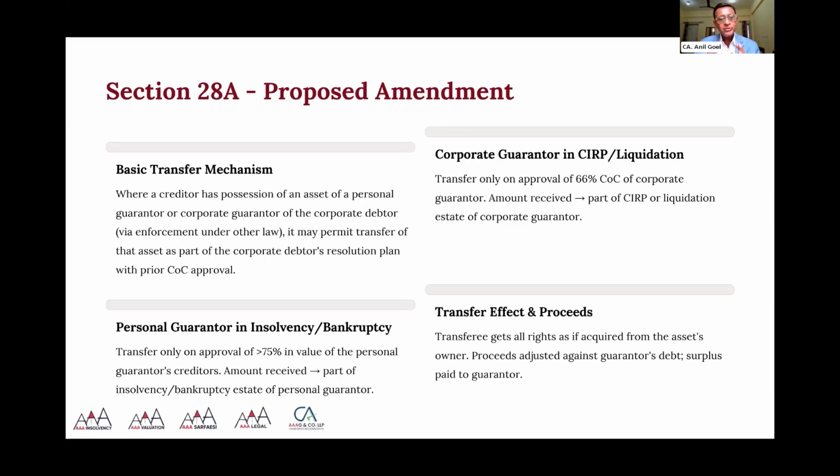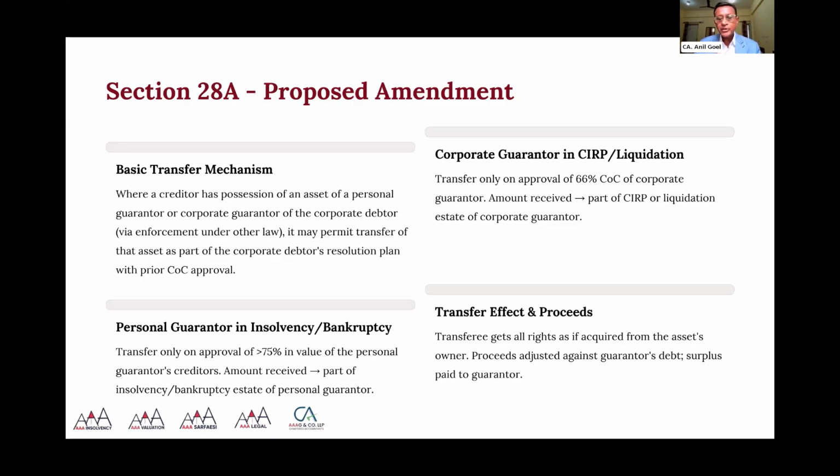Now, this amendment defines a basic transfer mechanism, where a creditor has possession of an asset of a personal grantor or a corporate grantor of the CD via enforcement under any other law, as I said, SARFAESI, RDB, or even Section 29 of the State Financial Corporations Act. It may permit transfer of that asset as part of the corporate debtor's resolution plan with prior COC approval. So that asset can also become part of the CIRP process with the approval of the committee of creditors.